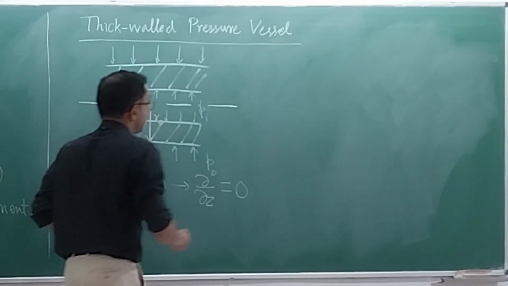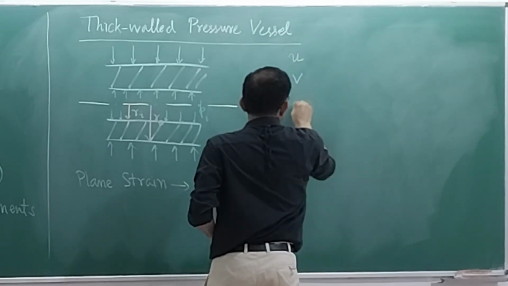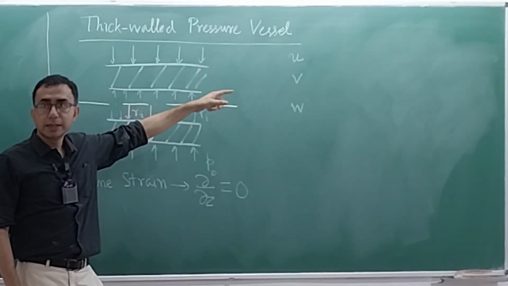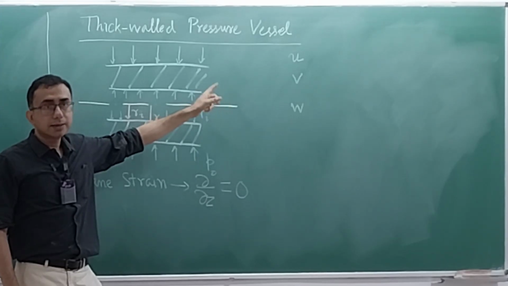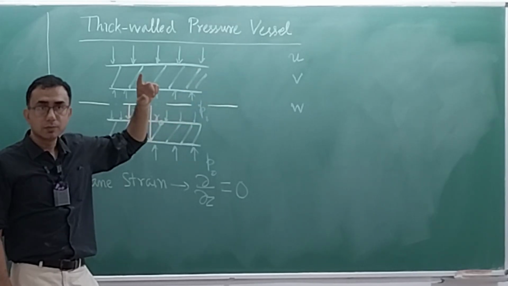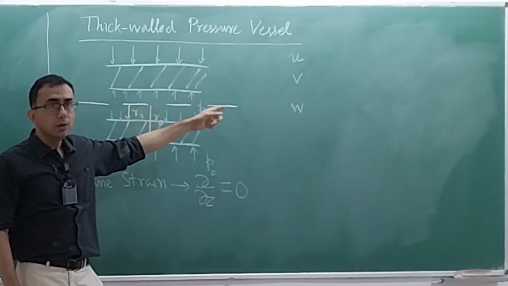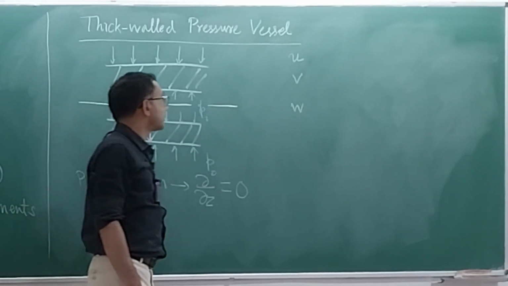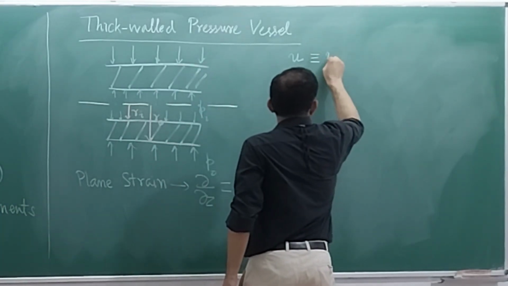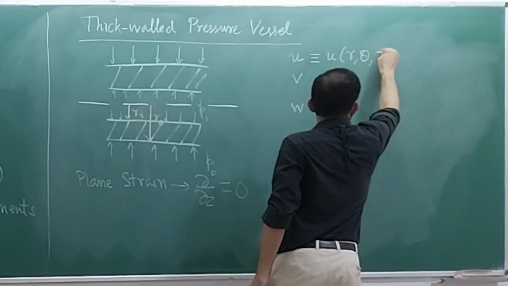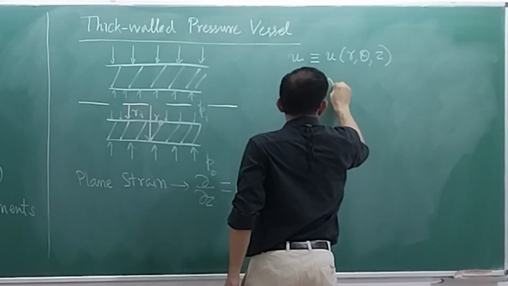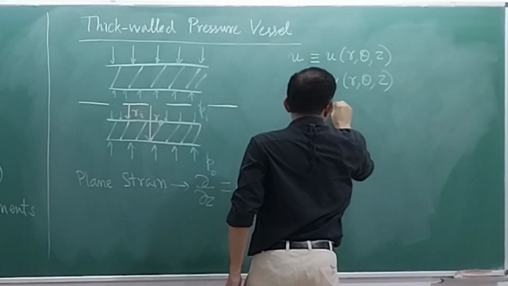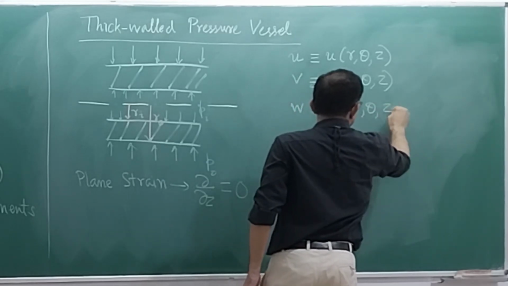So we are going to talk about the U, V, and W. These are the displacement components. I repeat, these are the displacement components in the r, theta, and z directions respectively. Write it down. U, V, and W are the r, theta, and z direction displacement components. Now, in general, this U will be a function of r, theta, and z. This V also will be a function of r, theta, and z. And this W will also be a function of r, theta, and z.